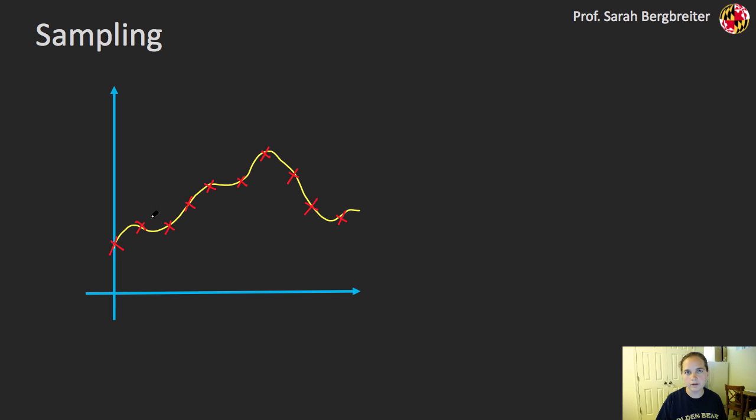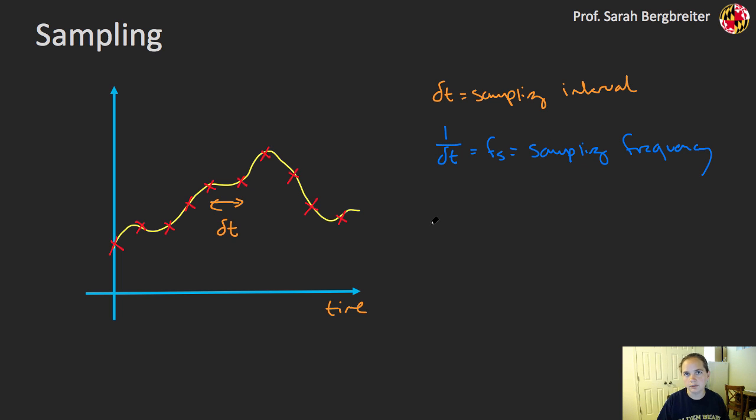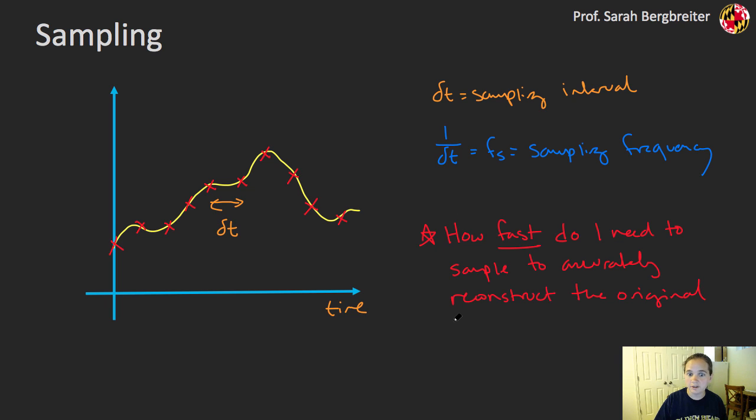There are some important definitions to know when we're talking about sampled signals that we have mentioned previously. The distance in time between two sampled points, on this time axis down here, I'm going to call delta t, and delta t is my sampling interval. What we're going to focus on when we talk about the consequences of sampling is that sampling interval, and perhaps more importantly, 1 over delta t, which we're going to call the sampling frequency. And the question that we're trying to answer with our analysis is how fast do I need to sample to accurately reconstruct the original signal?